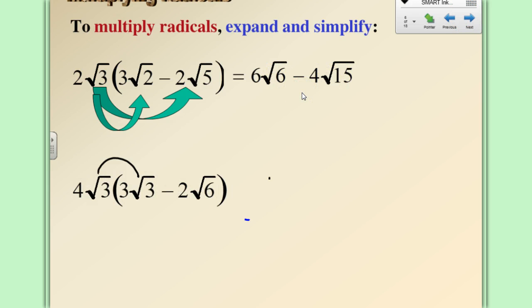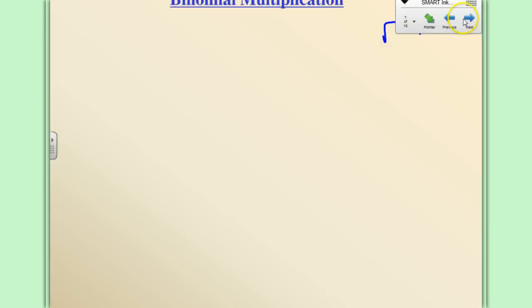In the next question, I have 4 root 3 multiplied into each of those. And as I multiply both of those by 4 root 3, I end up with 36 minus 8 root 18. Remember that we must always put it in simplest mixed form. So the next step would be to say, well, this is really 36 minus 24 root 2. All right? Distributive property, and then simplify the mixed radicals.